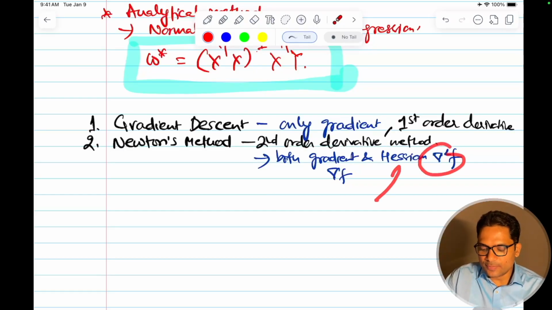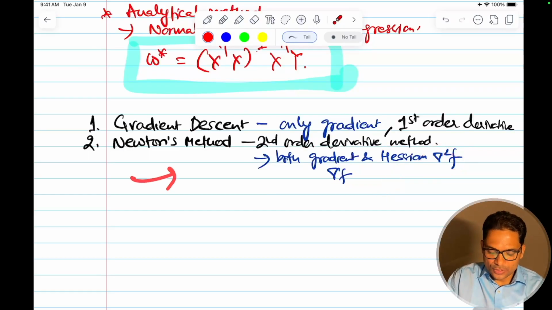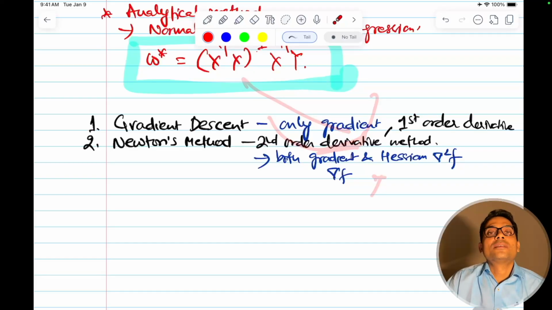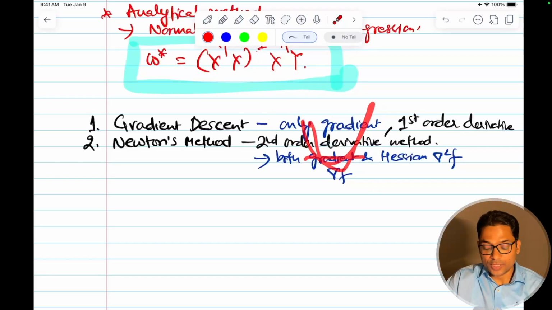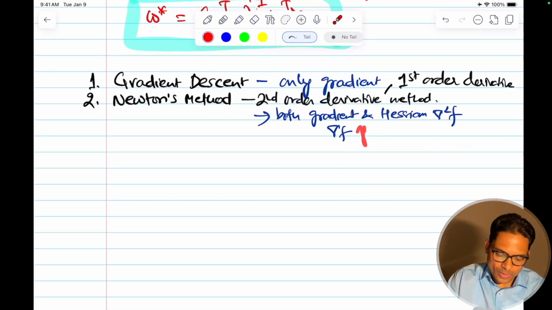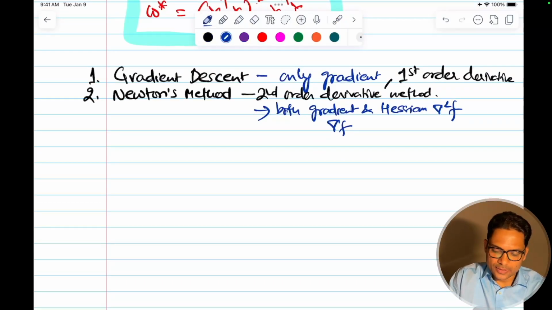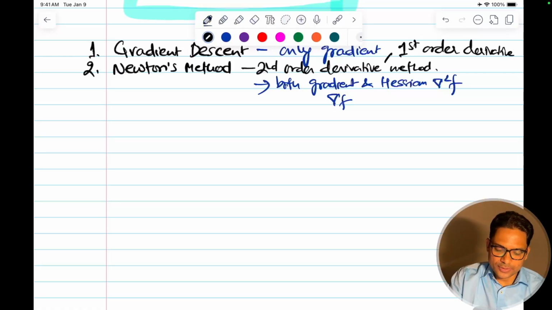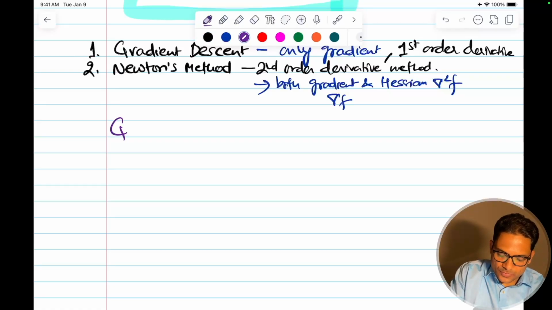And we'll see how the Hessian makes the convergence to the minima faster. Instead of just going on the first order slope, if I go to the second order gradient, it will converge faster to the optima or the minima. We'll see this in another video. This is a very small thing, we'll discuss it quickly. But let's focus on gradient descent first. So what is gradient descent? This is the first thing we'll discuss.